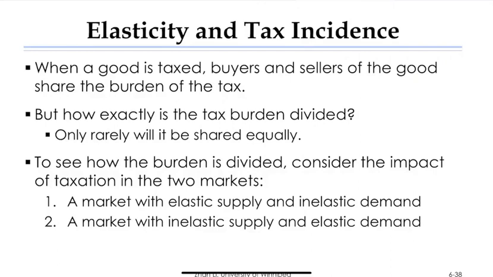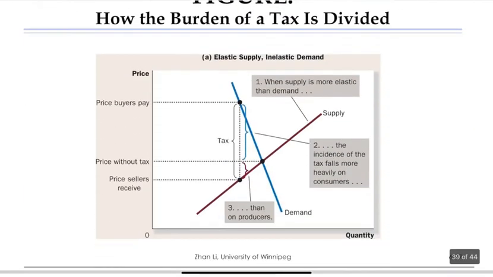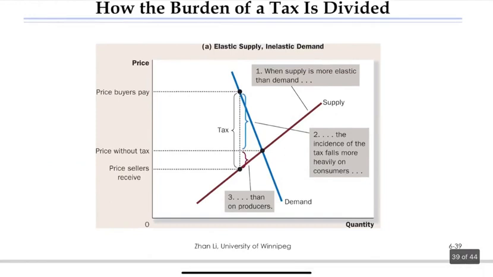So in the end, how the tax burden is shared depends on the elasticity of the demand curve and the supply curve. So let's see two cases. The first case is we have an elastic supply curve and an inelastic demand curve.